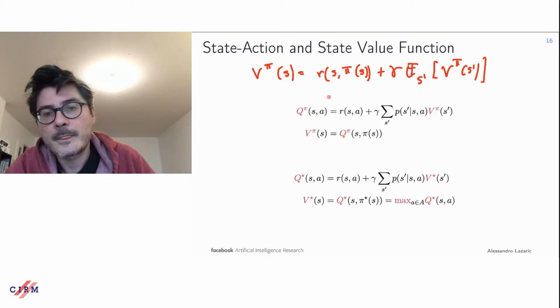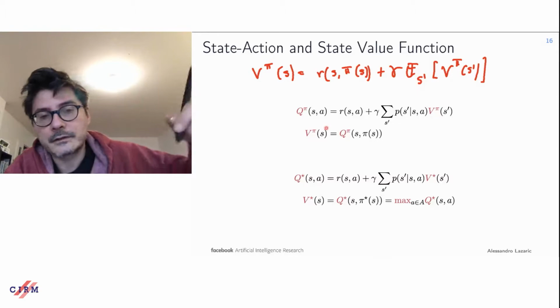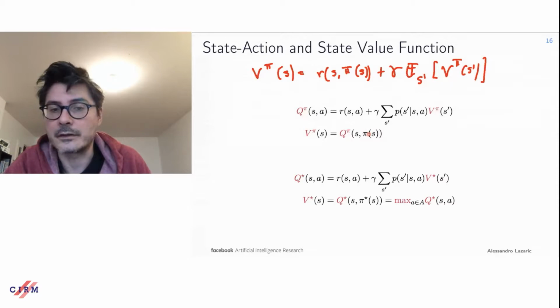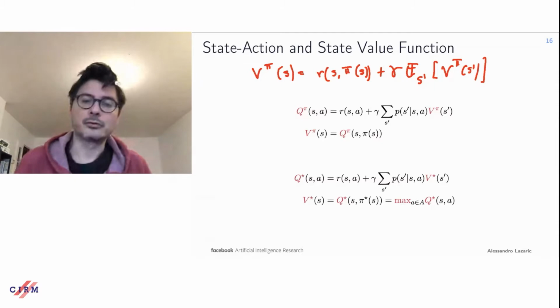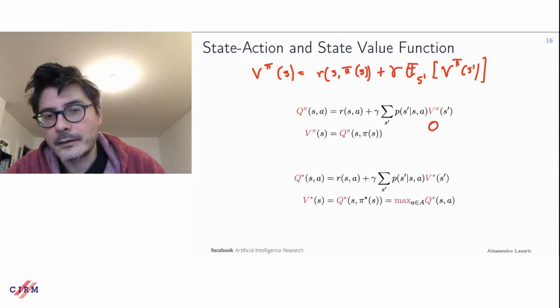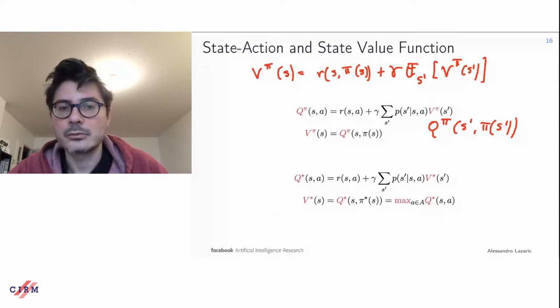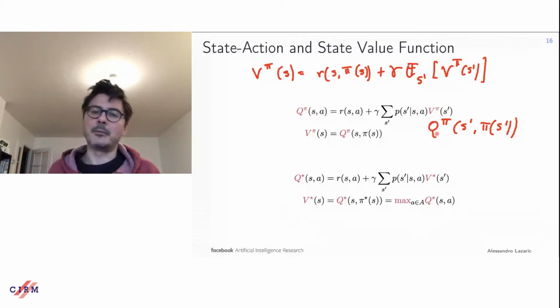And additionally, v pi is the expected cumulative sum of rewards starting from s and executing pi, which is exactly equal to the action value function when the first action is indeed the one suggested by pi, right? So in this case, there's no difference whatsoever between the two functions. So if we replace this into here, then I have q pi of s prime, pi of s prime. And so you see that now this is really a Bellman equation for Q, right? I have Q values on the left, Q values on the right. So I have, again, a Bellman-like equation here.